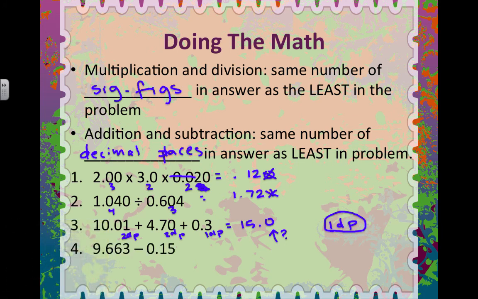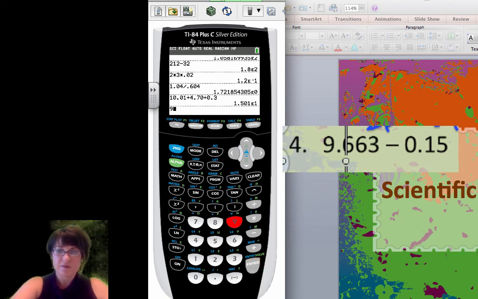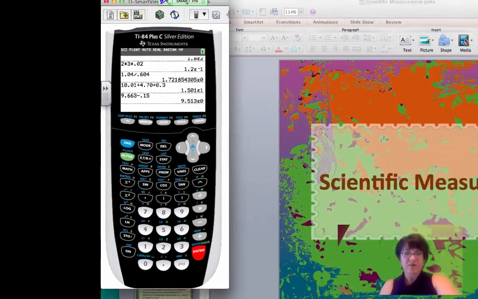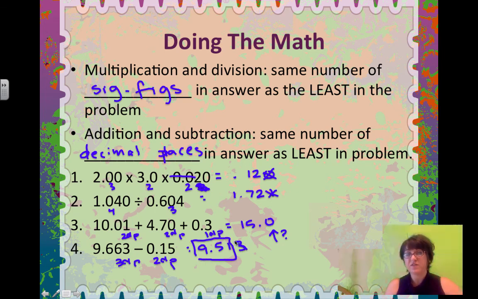Last one, 9.663 minus 0.15. So 9.513. Do I get to keep all of those? Let's see, I have 3 decimal places here and 2 decimal places here. So I gotta stop after 2 decimal places. So only this piece gets to count. The 3 will be discarded because it's not big enough to cause me to round up in my number. So I can just drop it off.